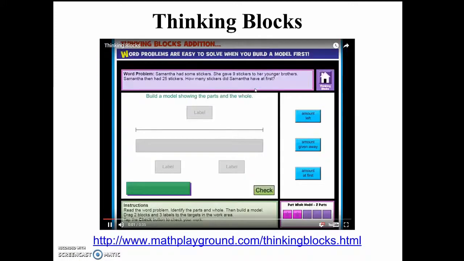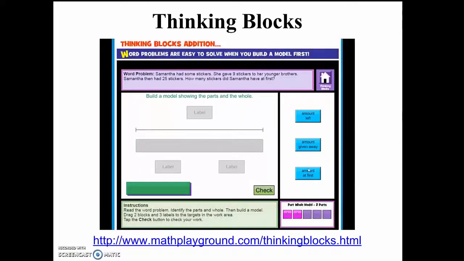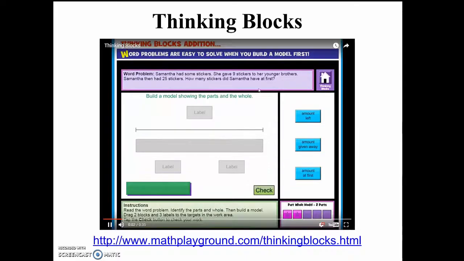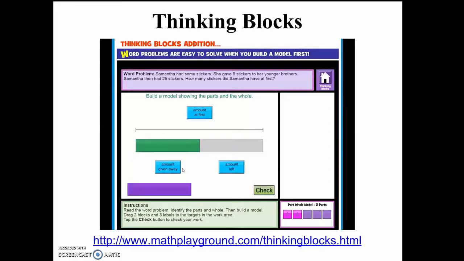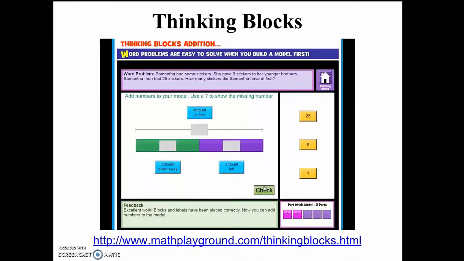So here's how it works. A word problem is presented, and in this case, we have a take from start unknown example. First, students must complete the bar model by dragging the bars and verbal labels to the appropriate areas. Then they drag the appropriate quantities in the symbol for the unknown. Then they solve the problem. At each step, students are given evaluative feedback.